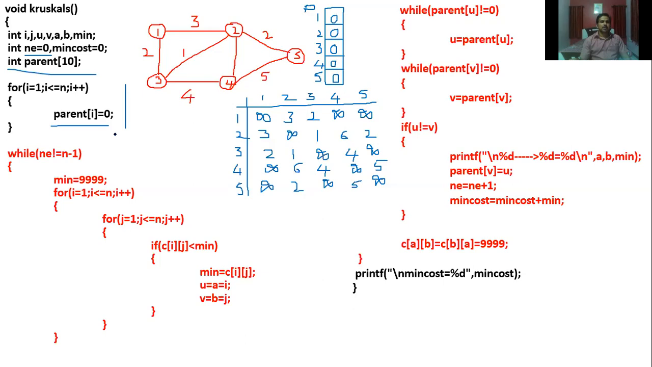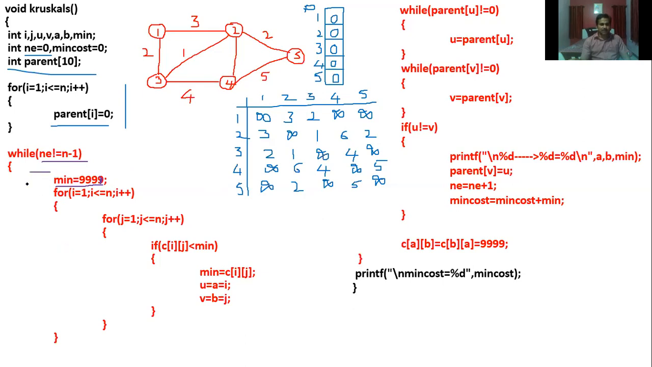Next, NE, the number of edges. As I already told, the number of edges is always n minus 1 in your spanning tree. When it becomes n minus 1, we need to stop this iteration and come out. We need not proceed further. So NE initially is 0. Is 0 not equal to 5 minus 1, that is 4? Yes, we enter. Minimum: in my program, I consider the minimum value as 999, or in general, I can consider it as infinity, right? Minimum is equal to 999.